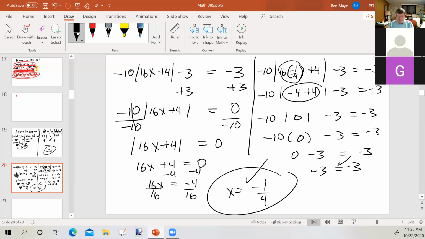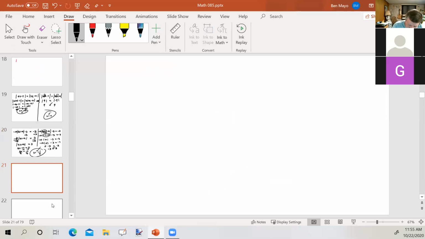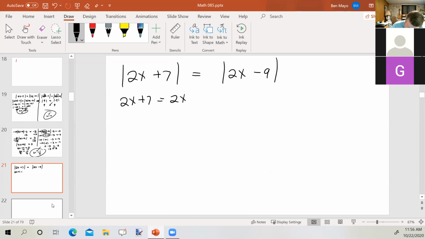Any questions there? All right. Let's take a look at another example. Let's say I've got the absolute value of 2x plus 7 equals the absolute value of 2x minus 9. So I've got two absolute value expressions and they are separate, which is good. One of my equations is going to be 2x plus 7 equals 2x minus 9. And the other one is going to be 2x plus 7 equals the opposite of 2x minus 9.